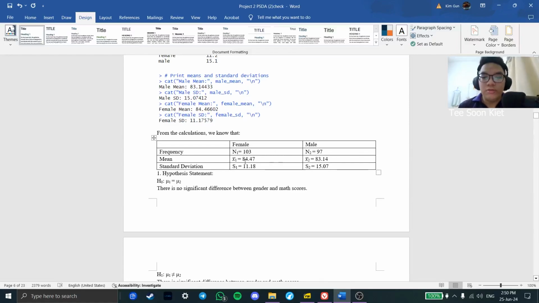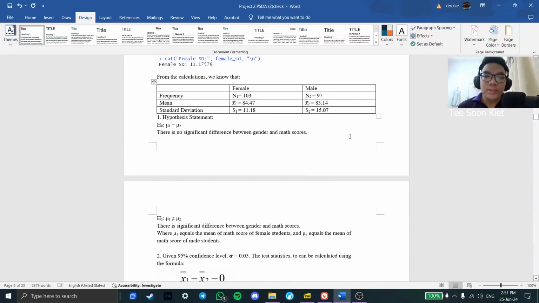The mean of female students is 84.47, and the mean math score for male students is 83.14. The standard deviation for female students is 11.18, and the standard deviation for male students is 15.07.